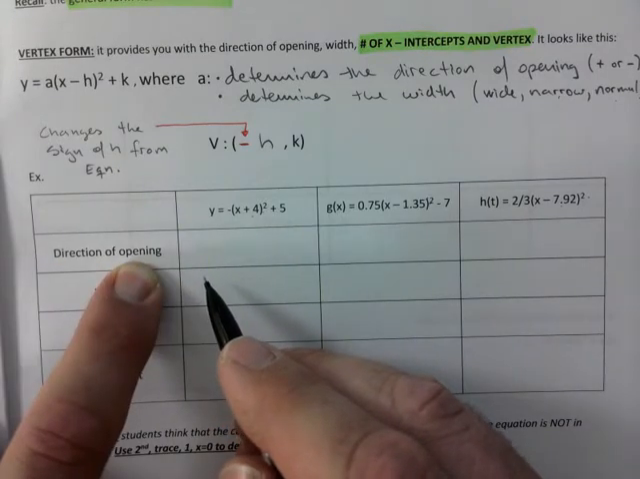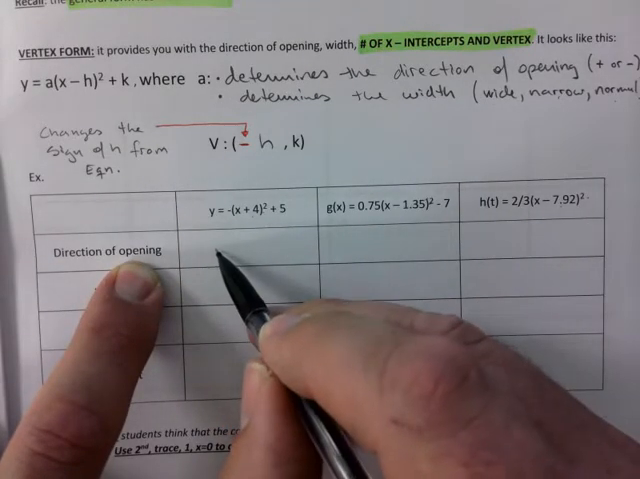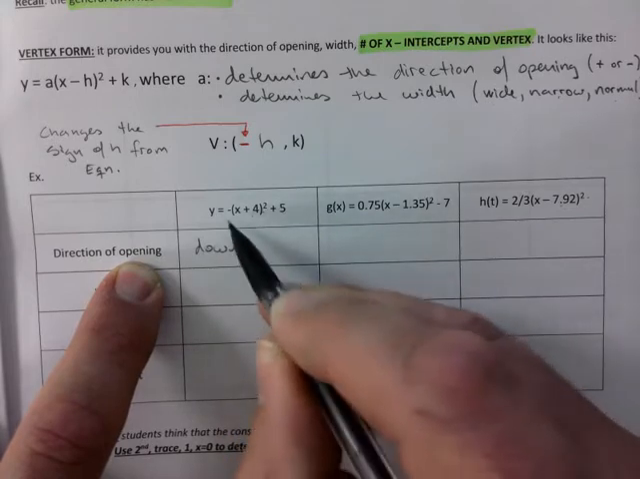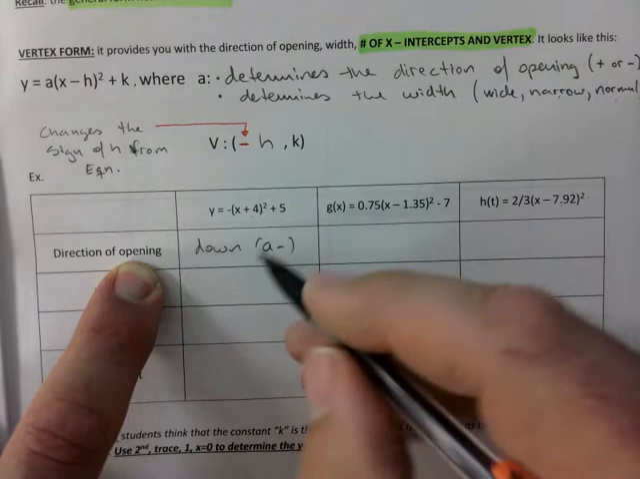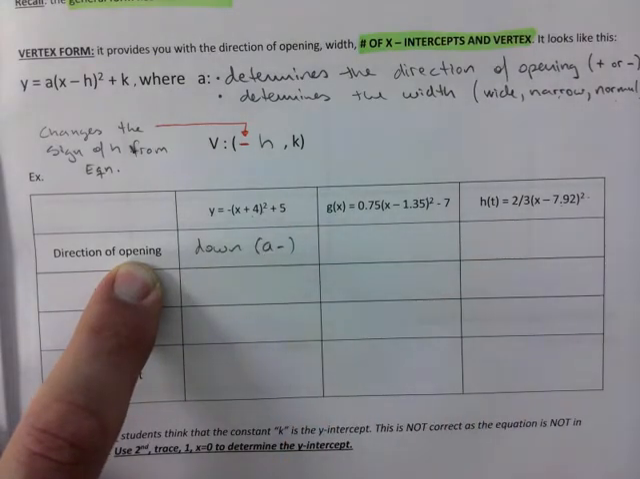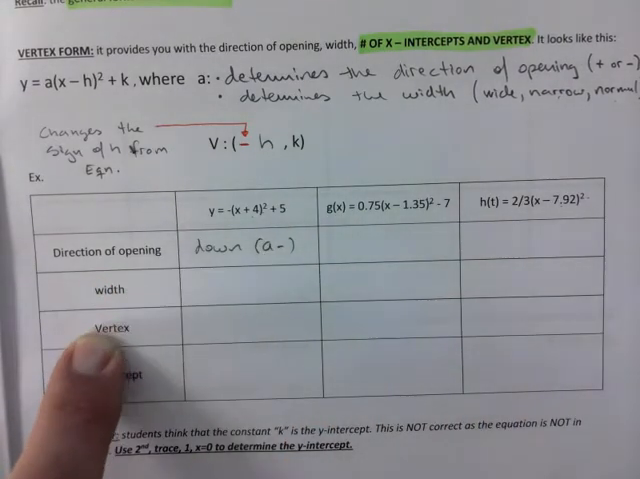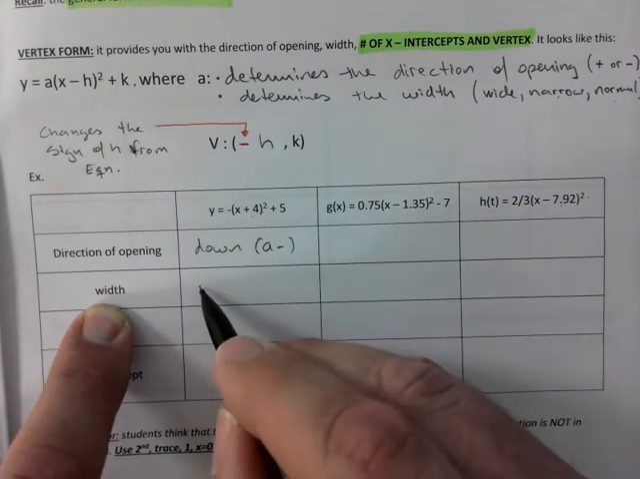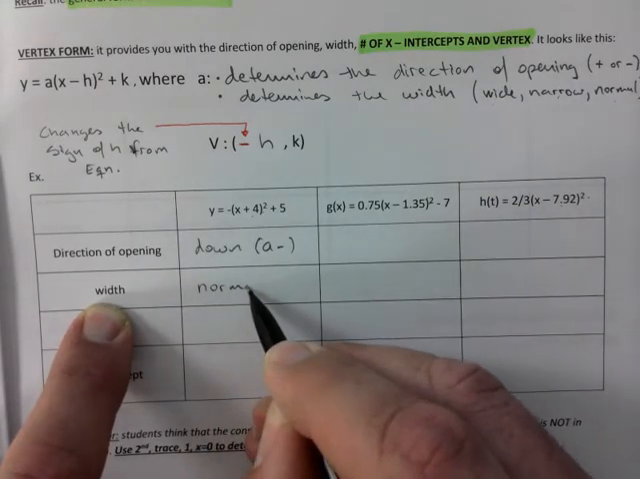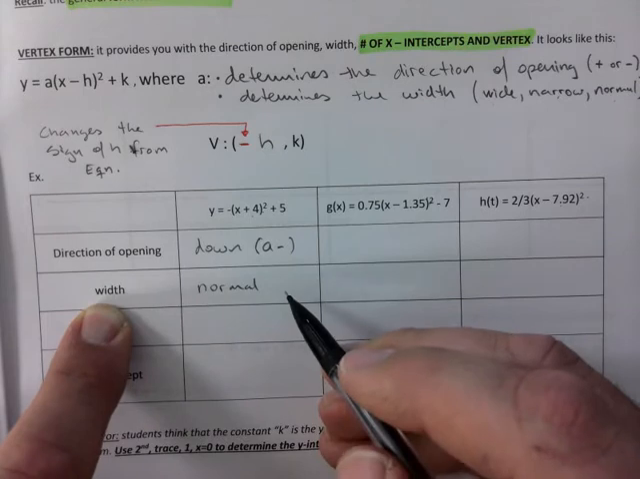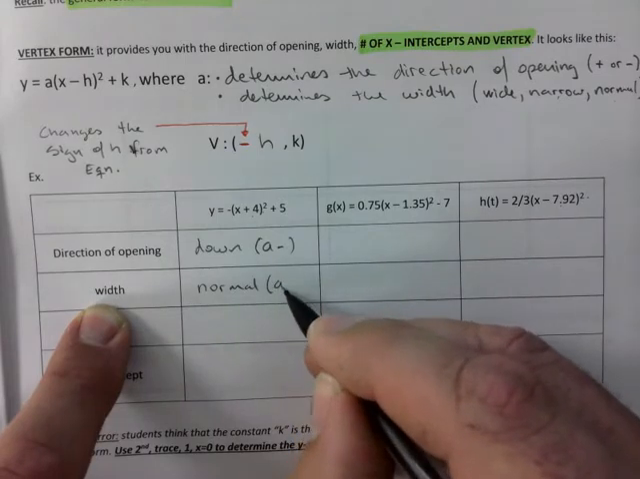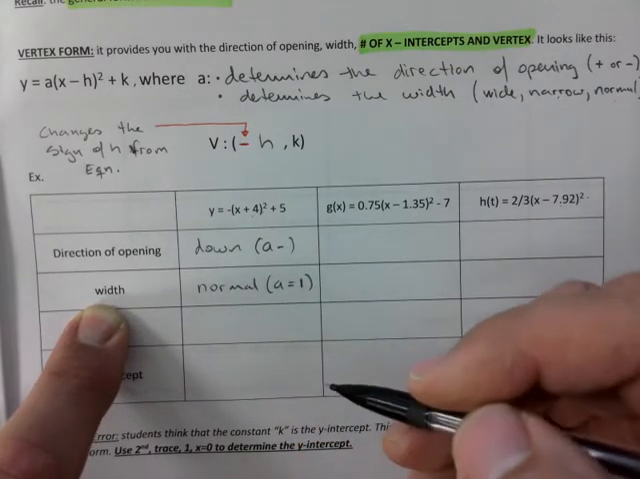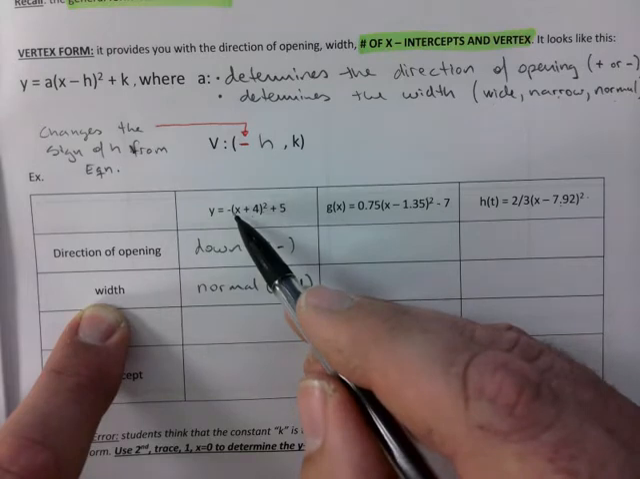Direction of opening, we still do the same thing. Down. Why? A is negative. Width: normal. It's a normal width compared to if you were to graph the exact same one with a different a value. A is equal to 1. You just look outside the bracket, there's nothing there, so it's 1.